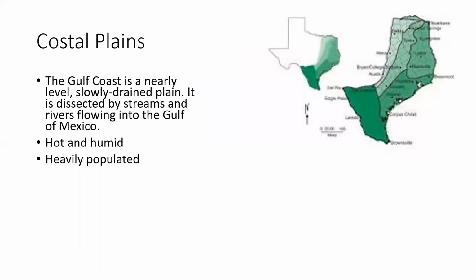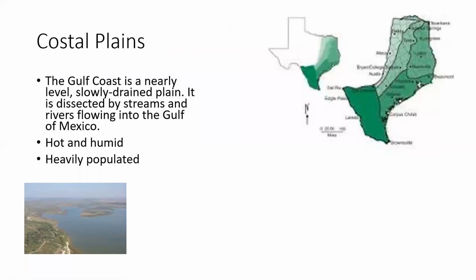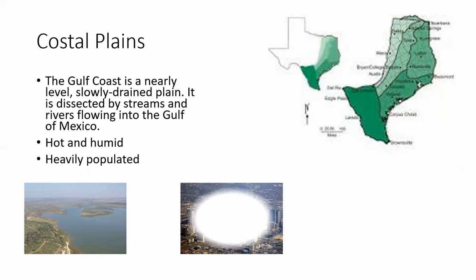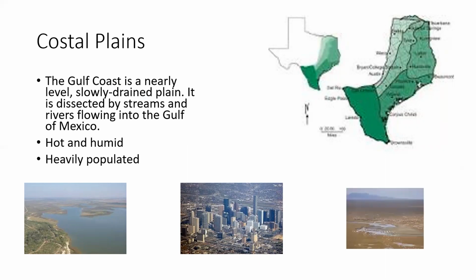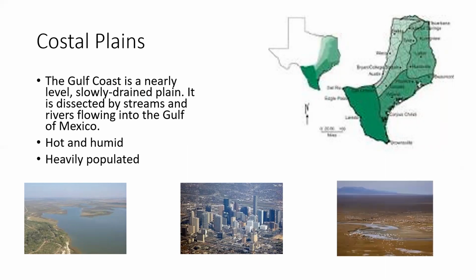And coming to our last region, the Coastal Plains. This particular area, the Gulf Coast, is a nearly level, slowly drained plain. Again, keeping in mind the elevation is coming down. It is big with streams and rivers flowing into the Gulf of Mexico. The climate here is hot and humid, and it is heavily populated because of all these rivers and the access to the Gulf, which then leads to the Atlantic. So Houston is one of the top five natural ports in the United States.